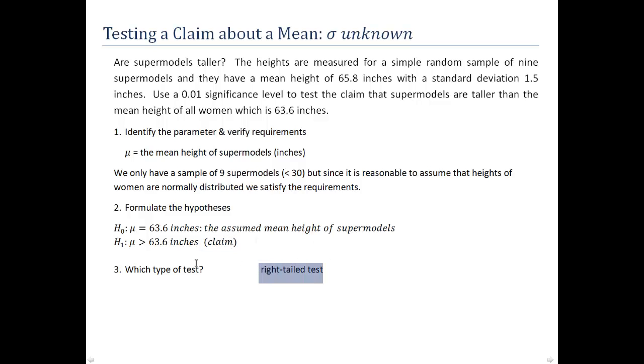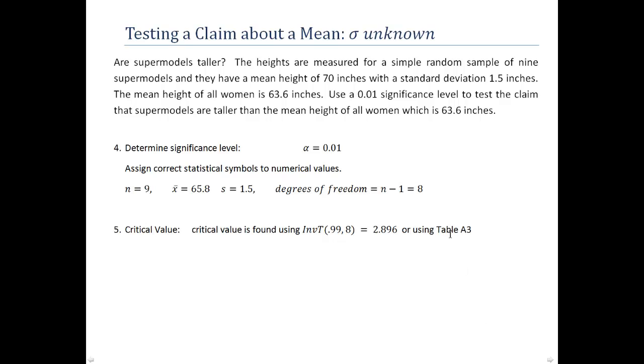We note it's a right tail test, and how do I know that? Well, I look at the alternate hypothesis, and that tells me whether I'm going to have a left, a right, or a two-tail test. In this case, the inequality sign is pointing to the right, so I'll have a right-tailed test. The significance level is alpha equal to 0.01. We were told up here to use a 1% significance level, so I translate that to alpha equal to 0.01.